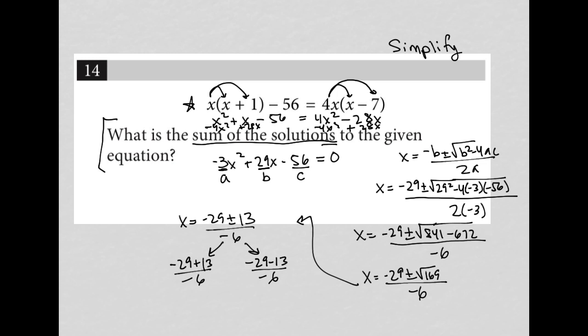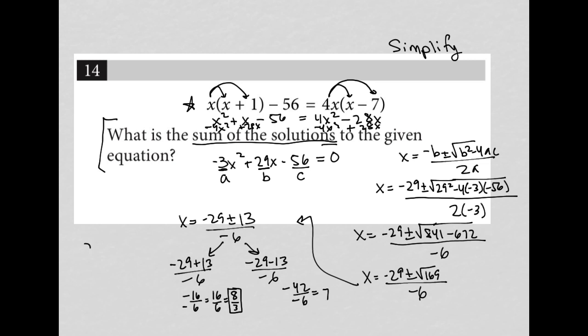So negative 29 plus 13, that's negative 16 over negative 6, which is just positive 16 over 6, which can be reduced to 8 over 3 if I divide by 2. So there's one solution. And then for negative 29 minus 13, I'm getting negative 42 over negative 6, which is the same as just positive 7.